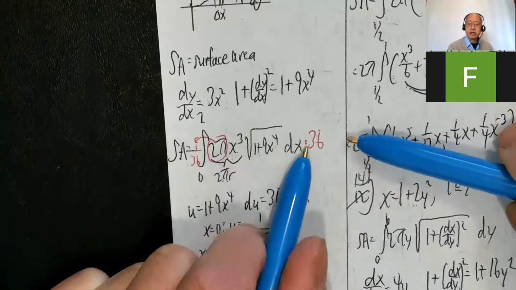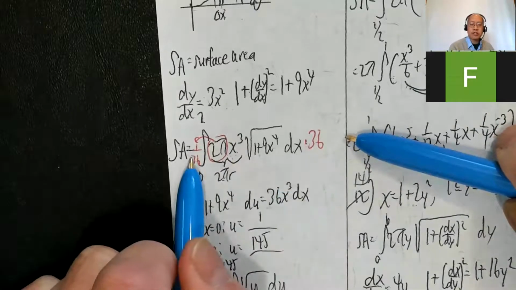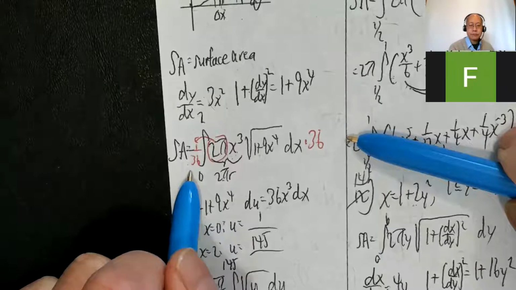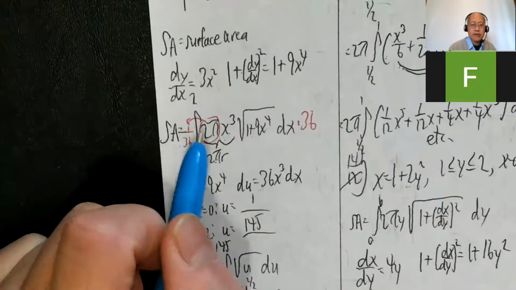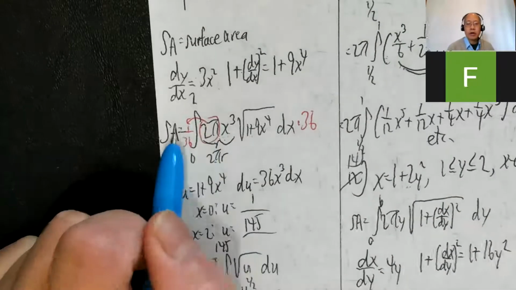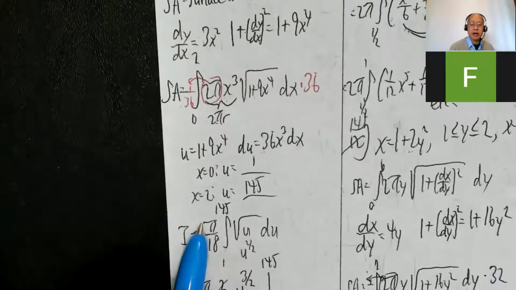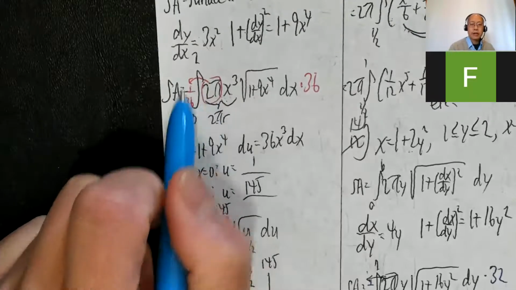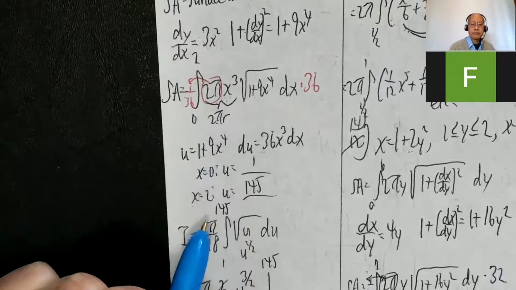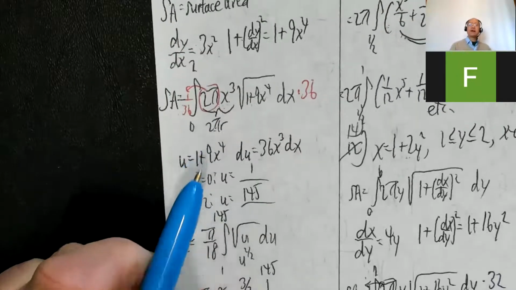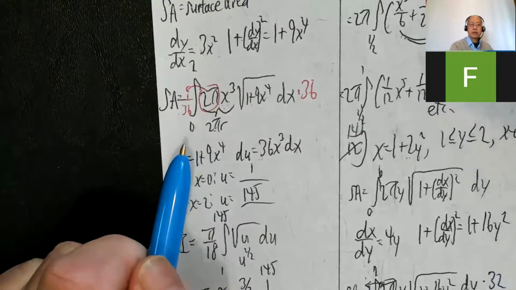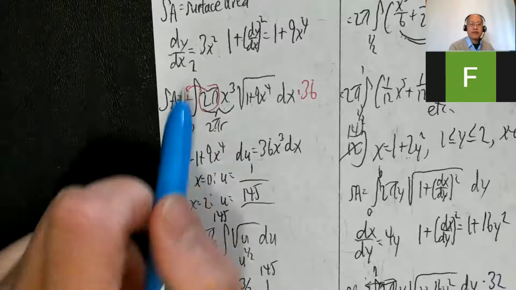So in red, put in 36 inside and 1 over 36 outside, which means outside I now have a 2 pi and a 1 over 36. That combination gives me pi over 18. Okay, 2 pi over 36. And it's a definite integral, so I change the limits. So x is going from 0 to 2.